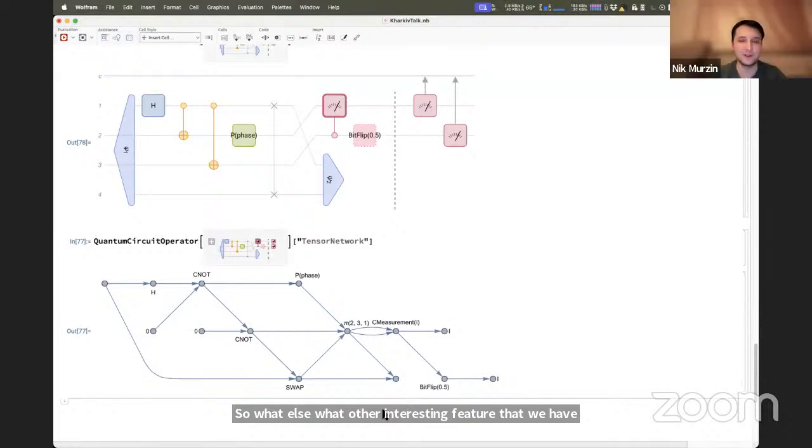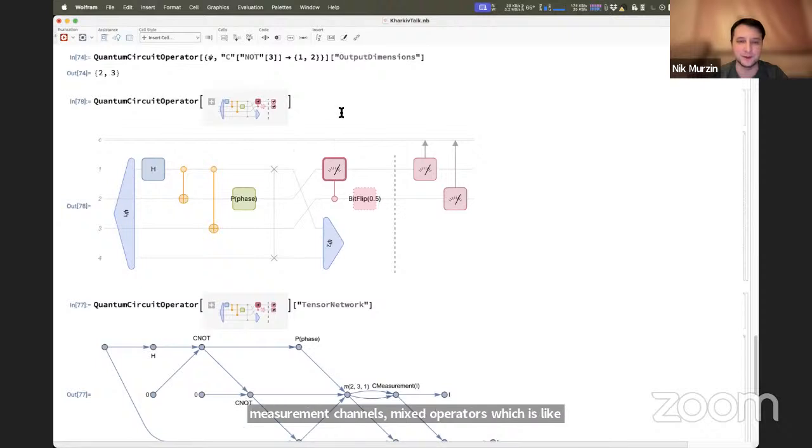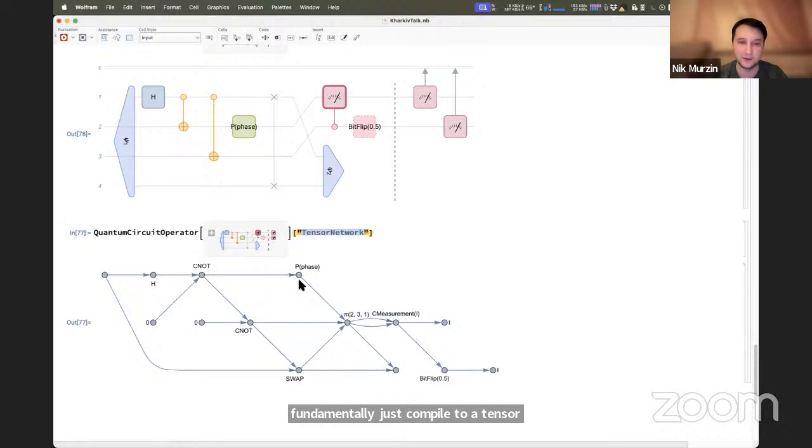Well, it's mostly a computational helper. It doesn't have to be user exposed, but it's still interesting how the underlying mechanism works for quantum circuits. Any operation that you see, including measurement channels and mixed operators, which are density matrices. You can use not just pure states, you can also use mixed states. And those fundamentally just compile to a tensor network, which is just a graph where your vertices are tensors, and you only specify which indices of those tensors have to be contracted. And you just compute the resulting tensor of all of those contractions in the tensor network, and that's your result.